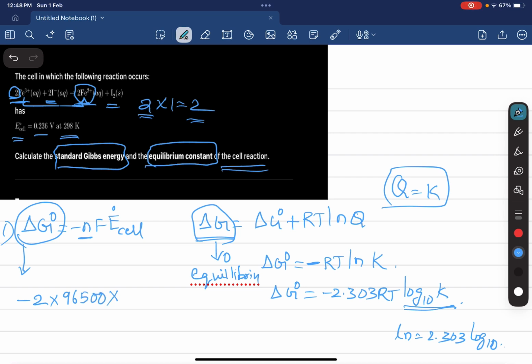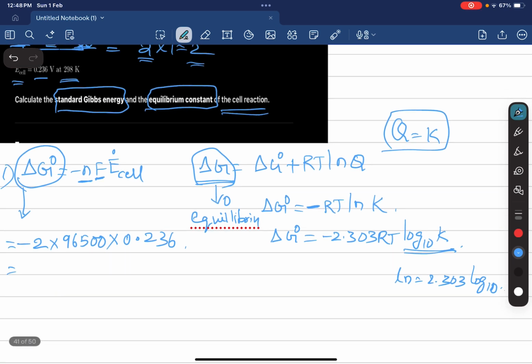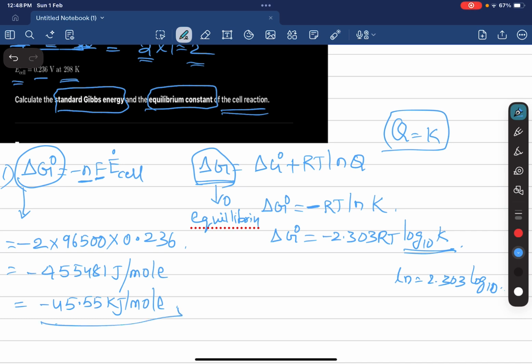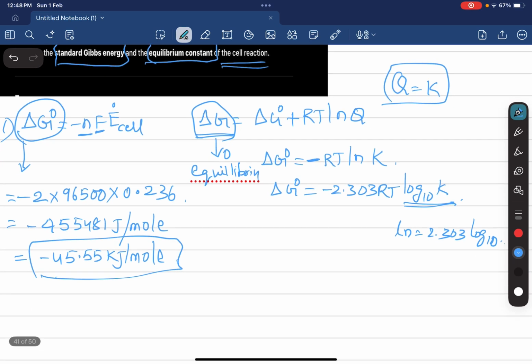F is 96,500, which is a constant value, and E naught cell is given here as 0.236. If you simplify this, you will get delta G naught equals minus 45,548 joules per mole, which can be written as minus 45.55 kilojoule per mole. This is the final answer for delta G naught.